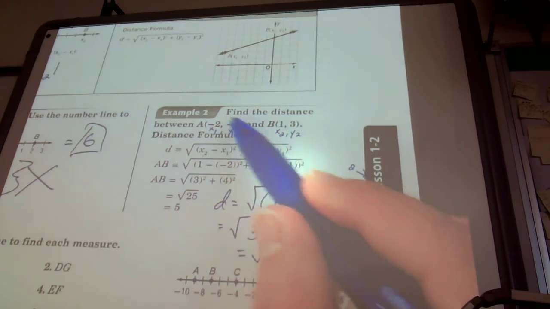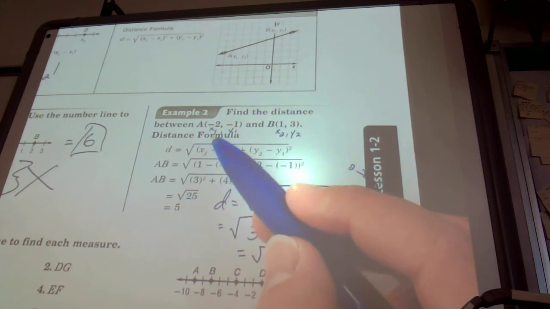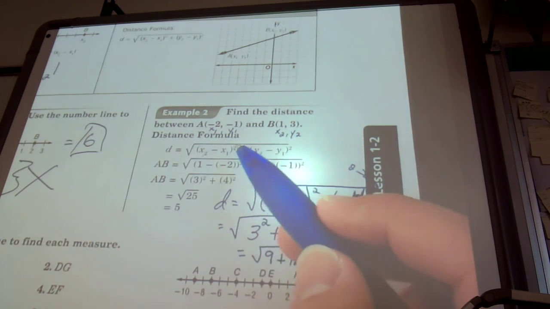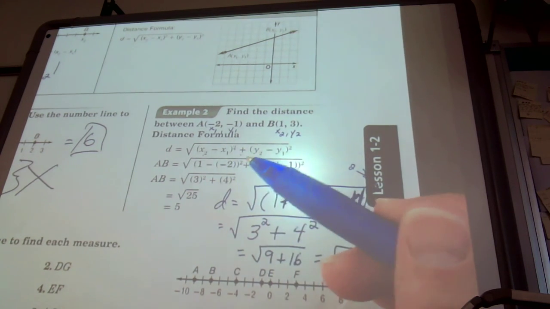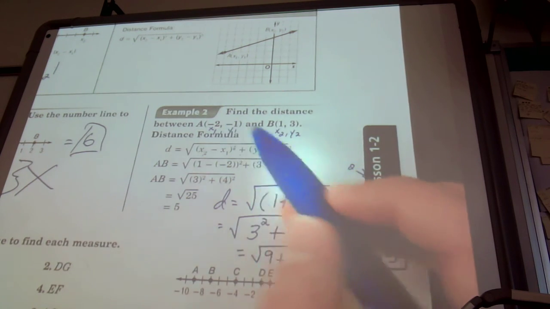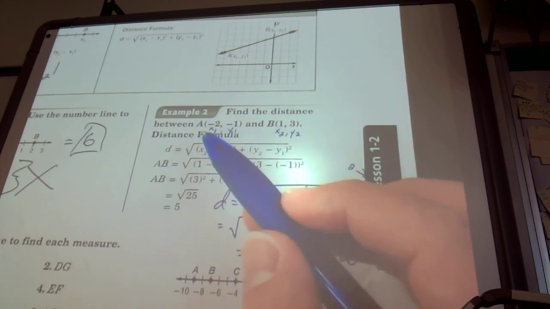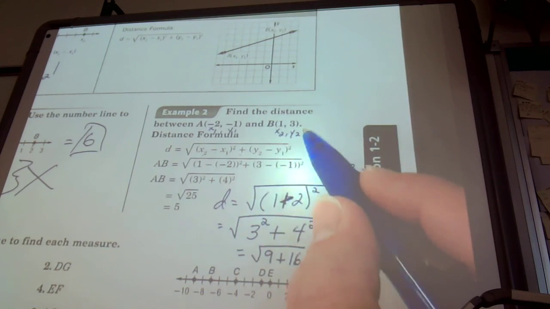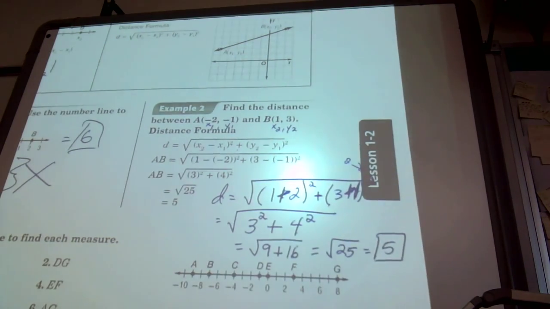Now, what I like to do is take my ordered pair and label which ones are the x's and the y's, which one is x1, which one's y1, and then just go plug it in. I generally do the first ordered pair as my x1 and my y1. The second ordered pair is my x2 and my y2.